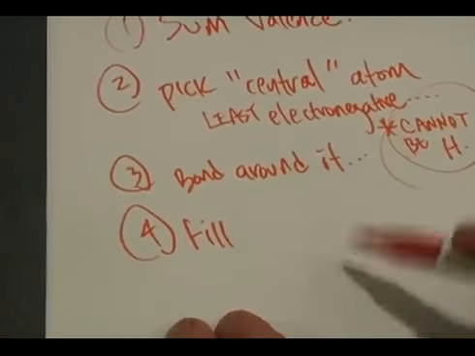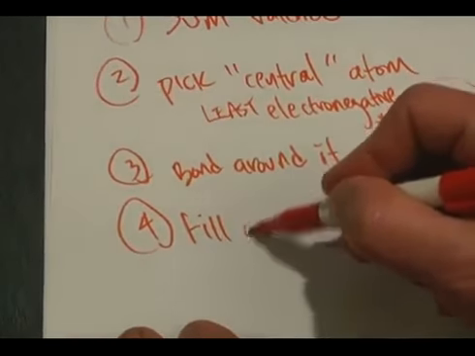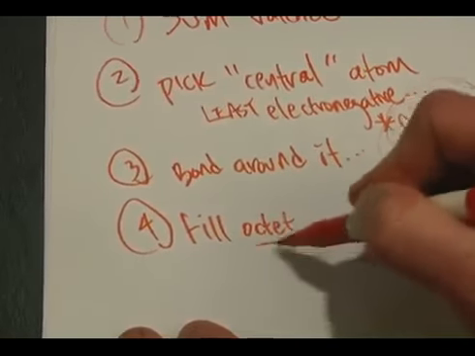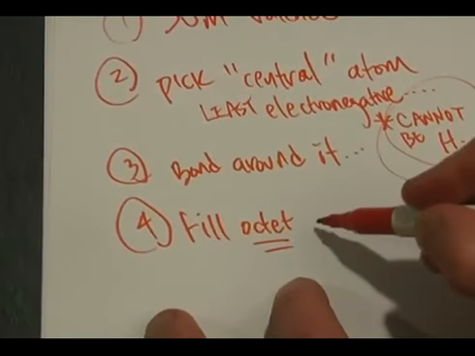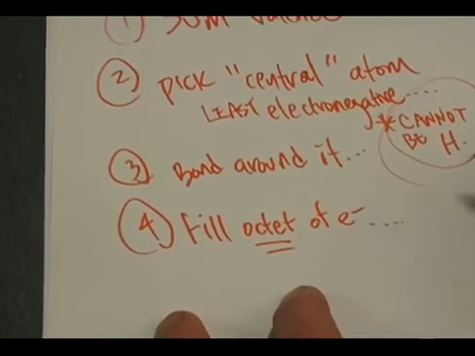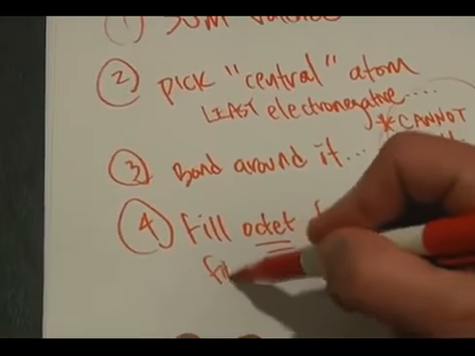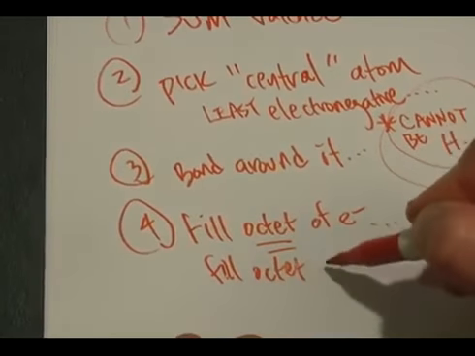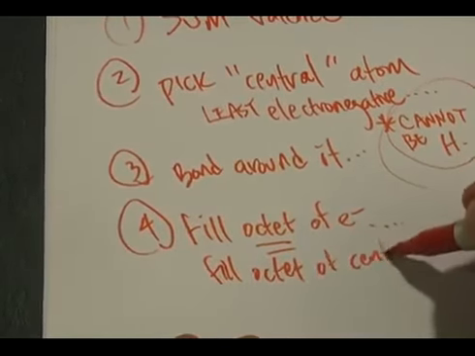Okay, bond everything else around it, and then what you want to do is fill the octet. Octet, remember, means 8. Fill the octet of electrons around all of those non-central atoms. And then lastly, fill the octet of the central atom.